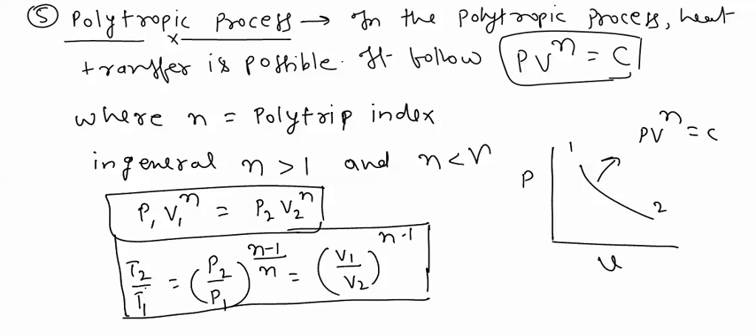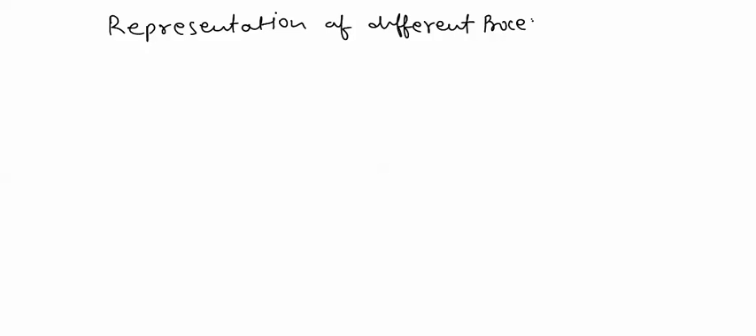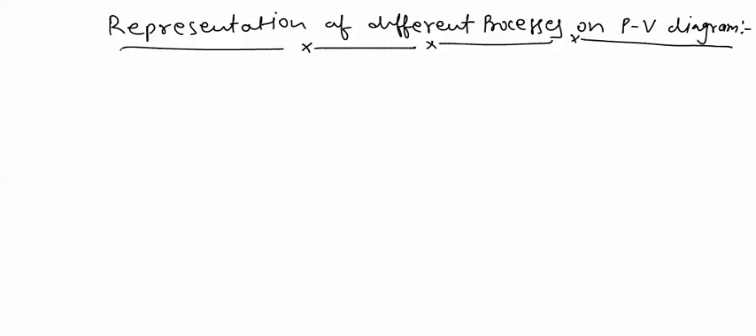Then, the representation of different processes on a PV diagram. If we had to plot all the processes on a PV diagram, how will we recognize each and every process? That is the main problem for students, and this problem is asked a number of times in the GATE examination.